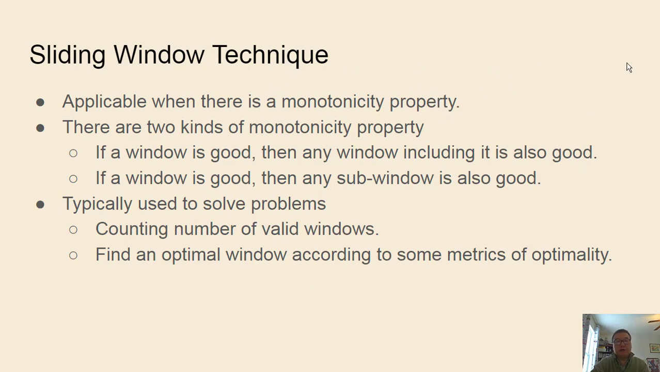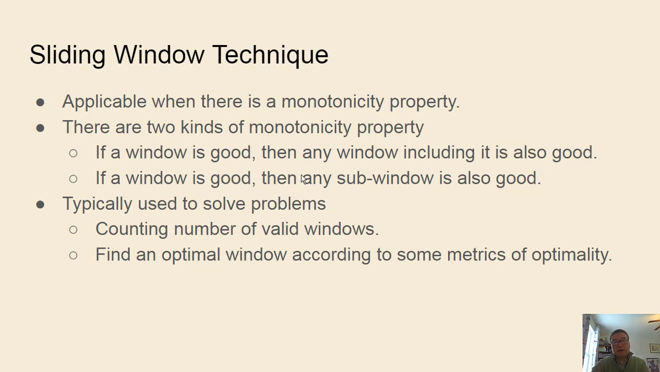Where can we use this sliding window technique? I find that it's often applicable when there's a monotonicity property. And depending on the problem, there are two different kinds of monotonicity. One kind is we want the window to include sufficient information. For the problem we just saw, we want the window to include cows of all different breeds. So it has the property that if one window is good, then any window that's bigger, that's containing it, is also good.